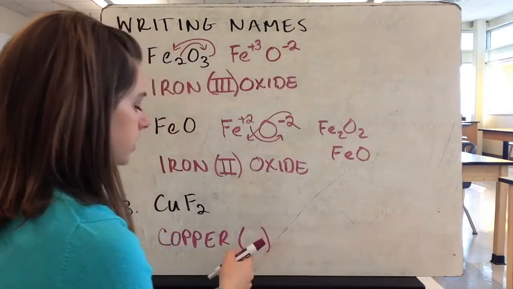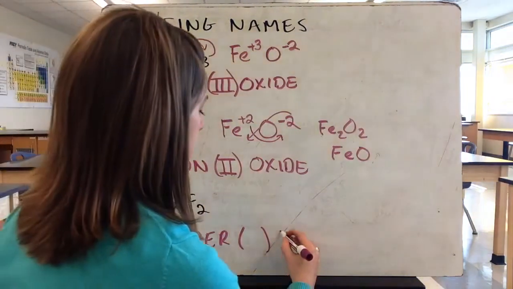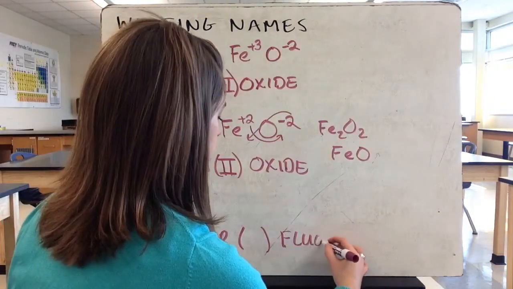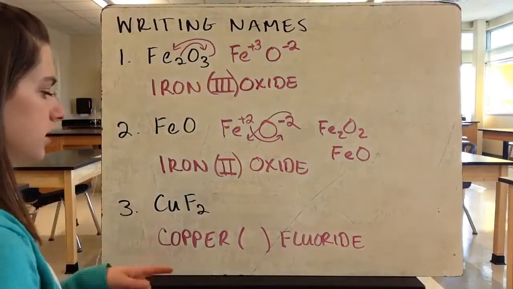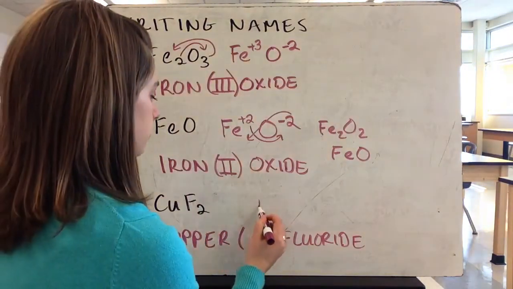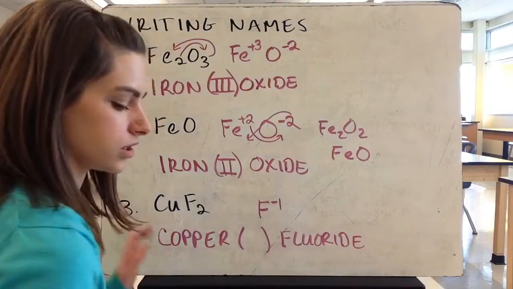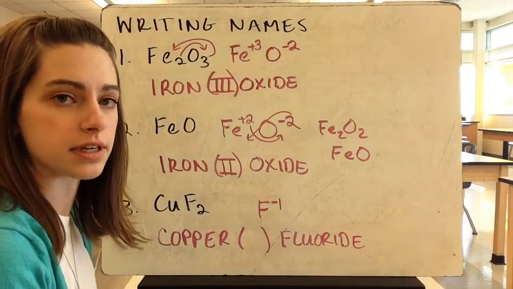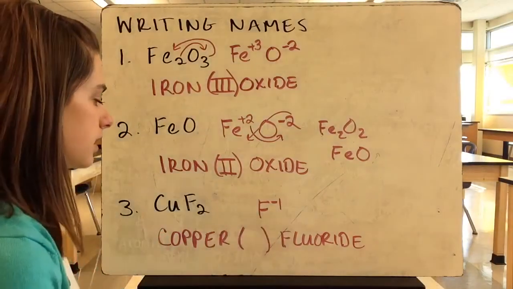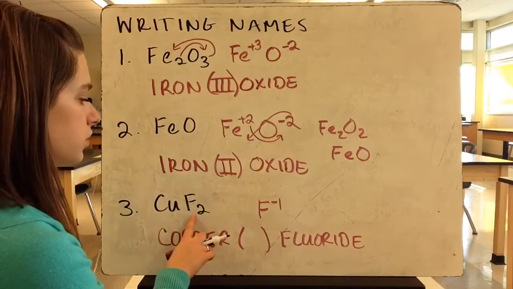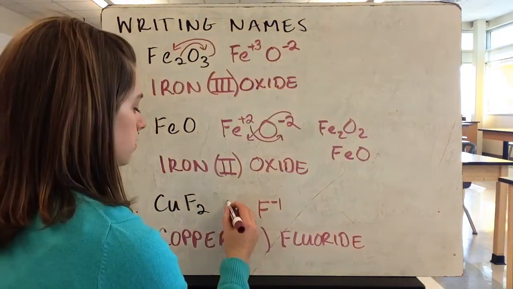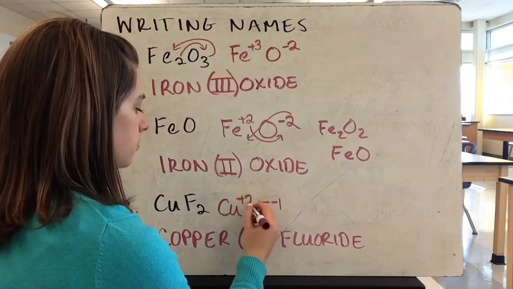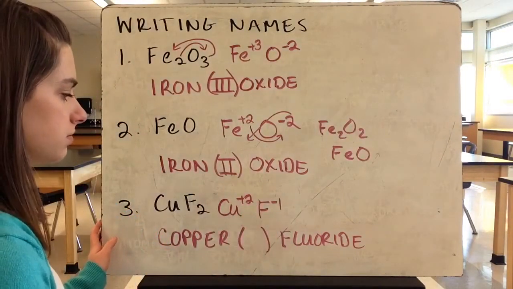So we're going to write copper. We know we're going to have something in parentheses. Fluorine is going to change to fluoride. Now let's work backwards. Fluorine, we know, has a -1 charge. That's because of where it is on the periodic table. We know fluorine has a -1 charge. We have 2 fluorines, so we have a total of -2, which means copper must have a +2 charge.